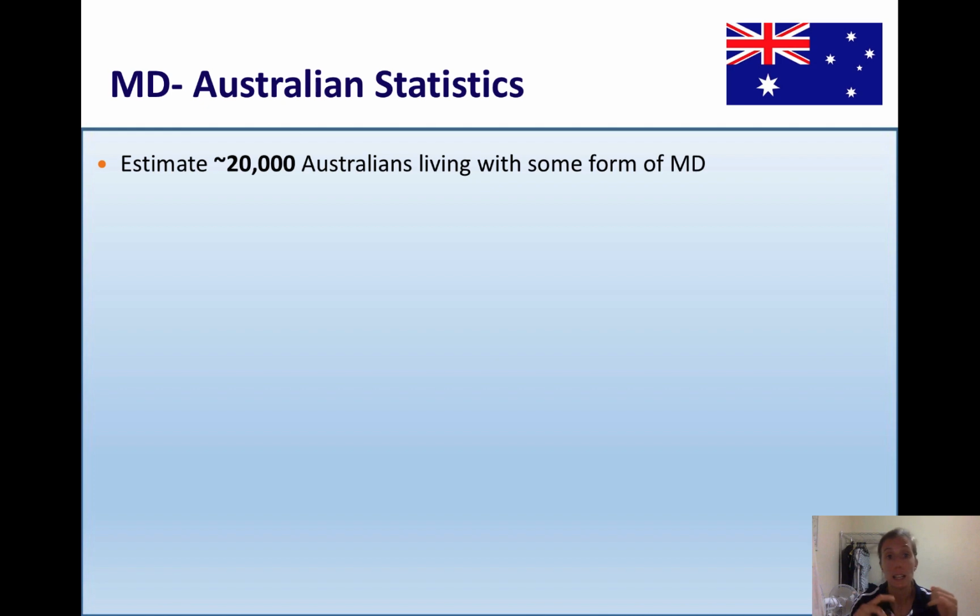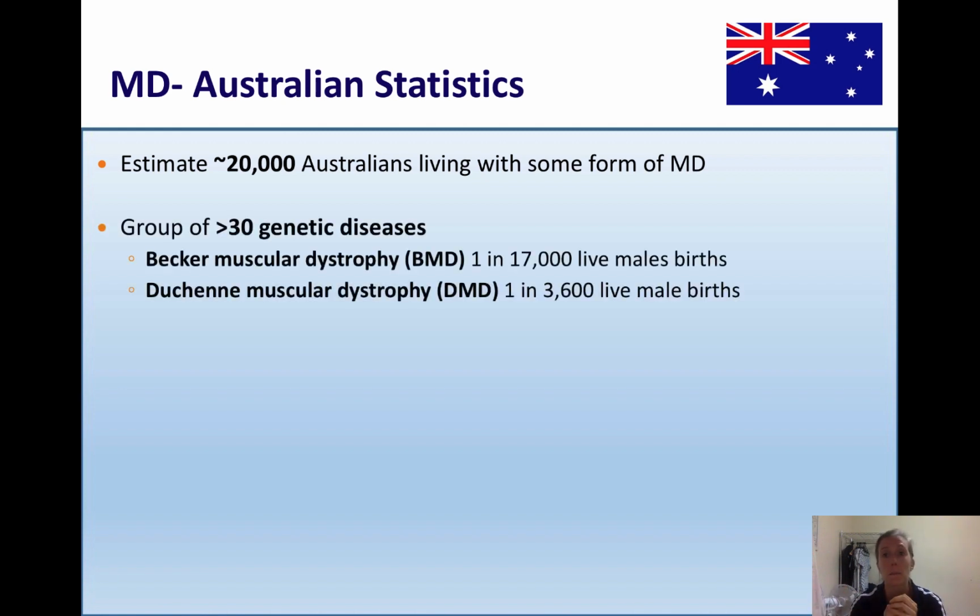So within Australia, similar kind of figures to MS, we've got around 20,000 Australians living with some form of MD. The term describes over 30 genetic diseases, but we can't cover all of those in a lecture, and they're all very complex in their own right. The two we're going to stick to today are Becker muscular dystrophy, or BMD, and this is affecting around 1 in 17,000 live male births, and we'll talk about why it's more prevalent in males.